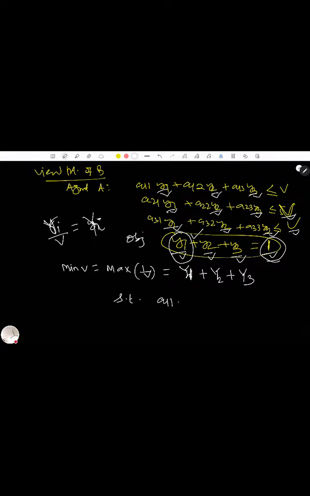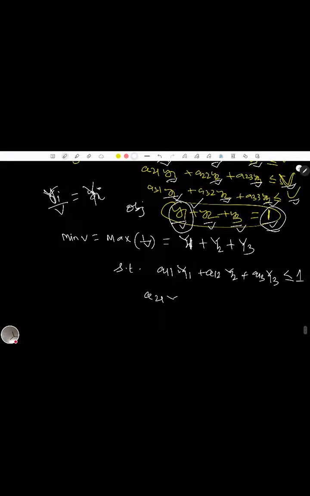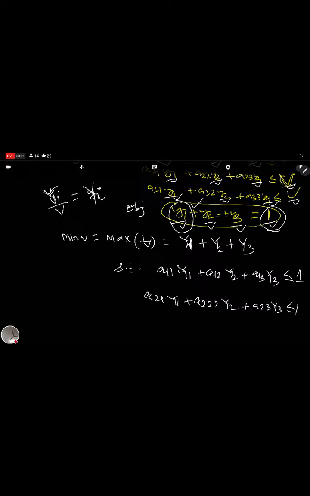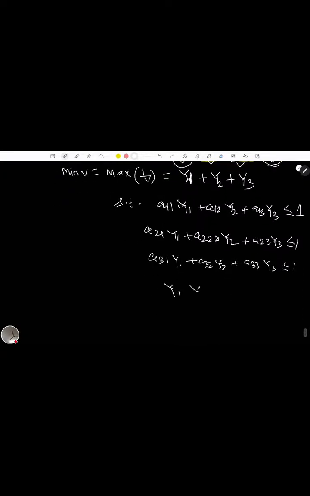First row: A11 Y1 plus A12 Y2 plus A13 Y3 is less than or equal to 1. Then the second row: A21 Y1 plus A22 Y2 plus A23 Y3 is less than or equal to 1. Then the third row: A31 Y1 plus A32 Y2 plus A33 Y3 is less than or equal to 1, and the variables Y1, Y2 and Y3 are non-negative. Now this is an LPP, isn't it?